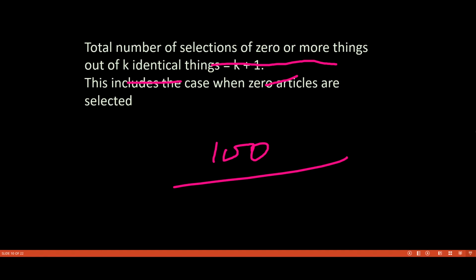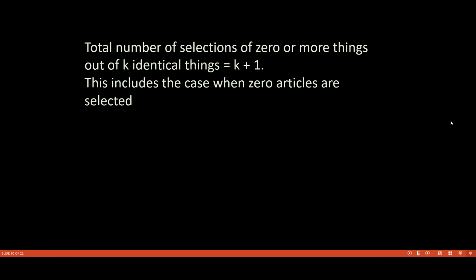Either you can select 0 marbles, 1 marble, 2 marbles, 3 marbles. So how many ways? If you're including 0 also, then definitely 101 ways, because you can select 1 marble, 2 marbles, 3 marbles, and so on till 100 marbles, and you have 0 also. So there are 101 ways you can do that. All right, let's move on.